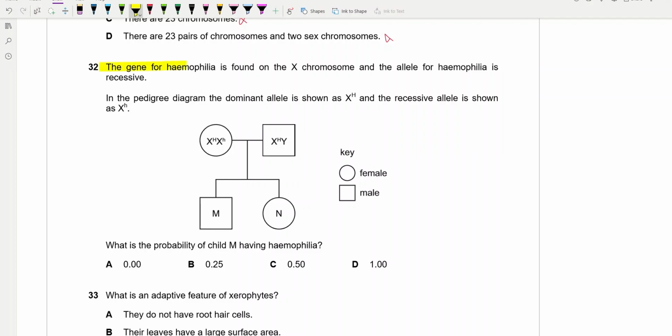Question number 32. The gene of hemophilia is found on the X chromosome and the allele for hemophilia is recessive. In the pedigree diagram, the dominant allele is shown as XH and the recessive allele is shown as X small h. What is the probability of a child M having hemophilia? So this is the child M and both the parents have the hemophilia allele which is X capital H, so it would be 50%. The answer would be option C.